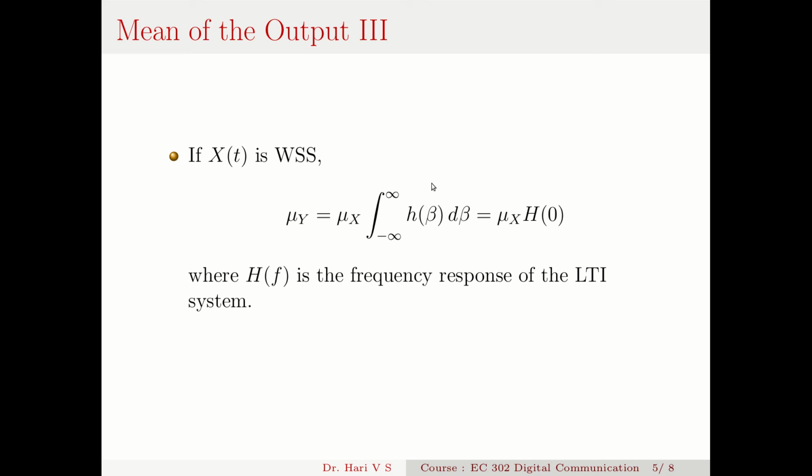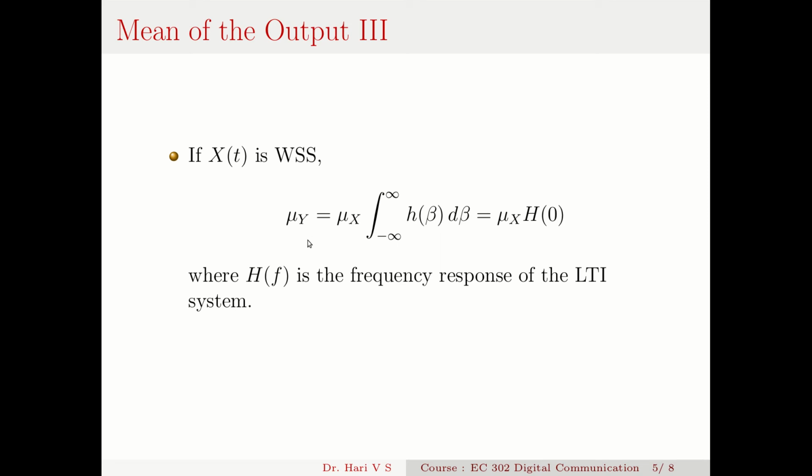Now what is this integral? This is nothing but the DC value of my frequency response. Because if you take the Fourier transform of h(t), it becomes the frequency response of the system H(f). For f equal to 0, this is the integral of h(t) dt, that is nothing but capital H(0). What is H(0)? This is the frequency response of the system at f equal to 0, so this is the DC response of the system. So mu_y is equal to mu_x times H(0). This is how the mean of the output looks like.